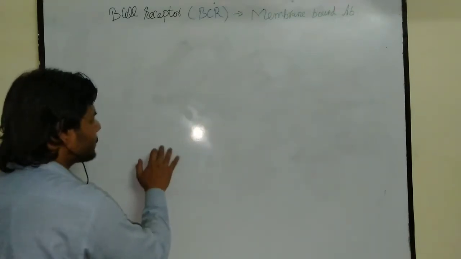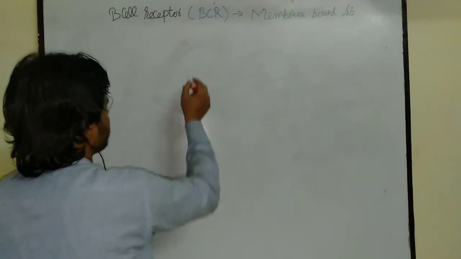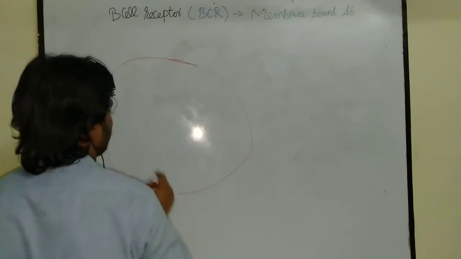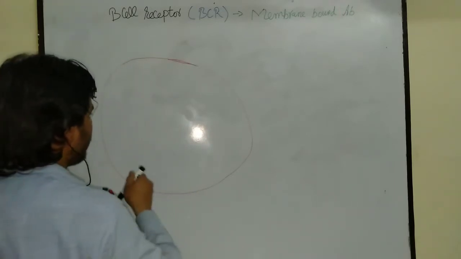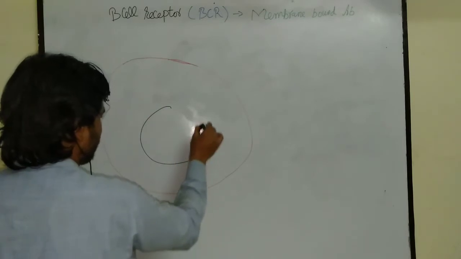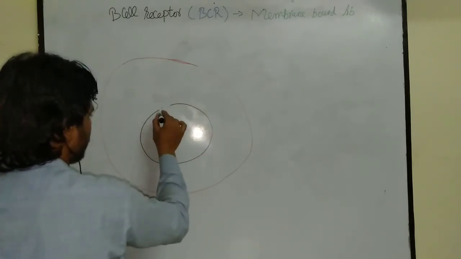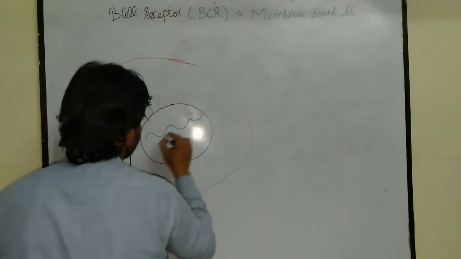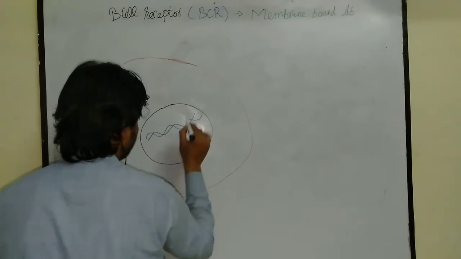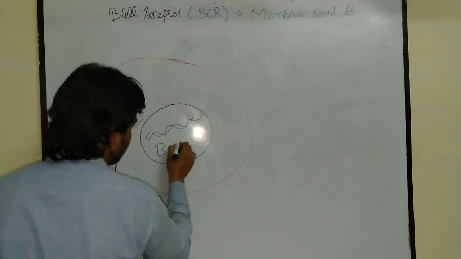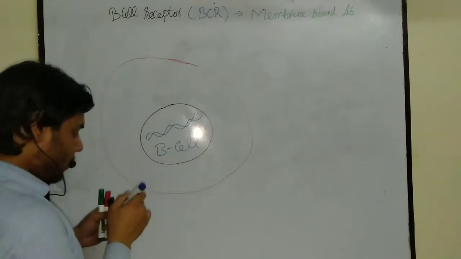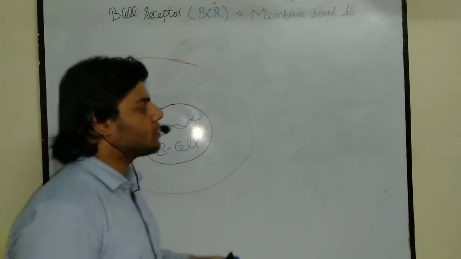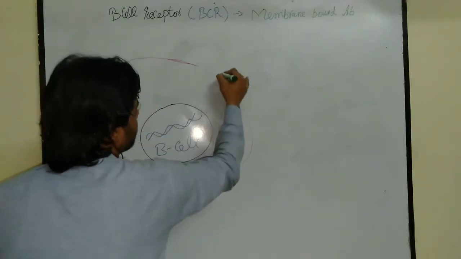Now if I draw the B cell receptor here, let's suppose this is the B cell. Inside the B cell we have the nucleus. Inside the nucleus they have the genetic material, as you can see. So this is actually the B cell. At the outside of the B cell there are different types of receptors, but here I will draw two main receptors. Let me draw.